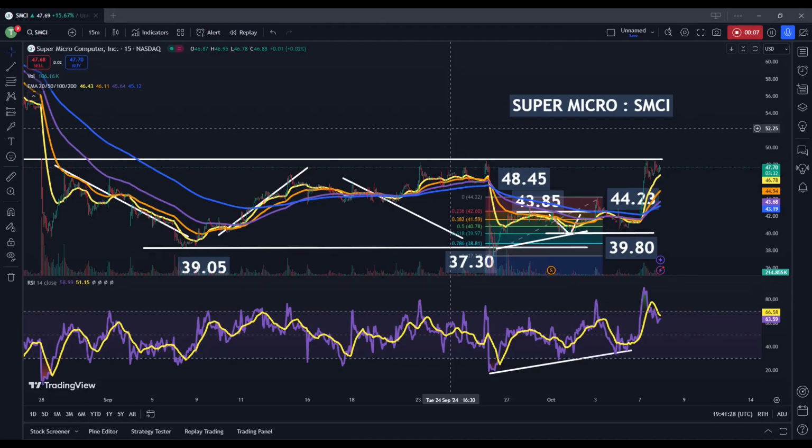Here we have the current stock market update for Supermicro Computer Incorporated, stock ticker SMCI.